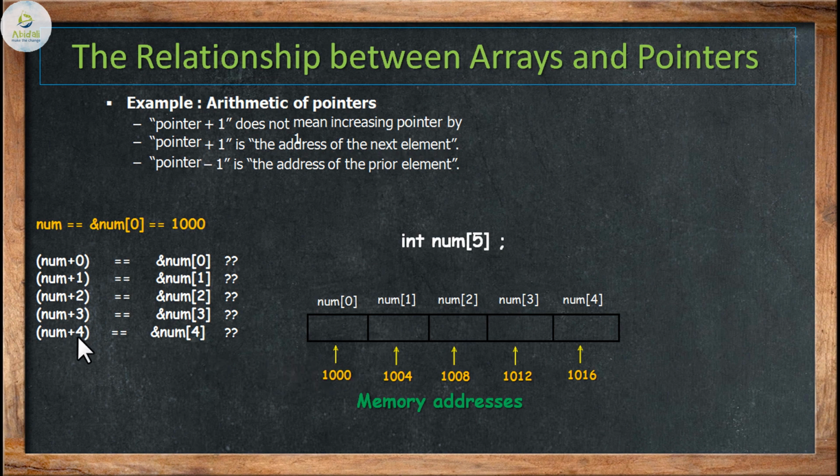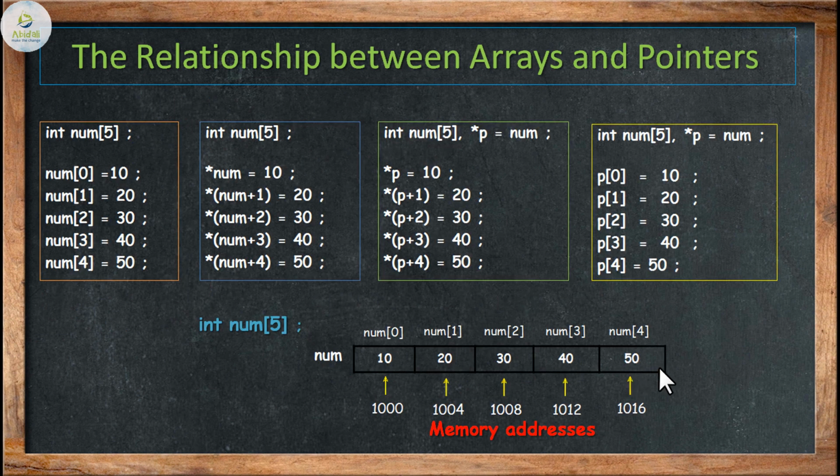Similarly, when I say num plus 4, that will be referring to 1006, and similarly the address of num of 4 will be referring to the address 1016. Okay, so that is how pointers and arrays are related. So when I perform some operation, I say num of 0 is equal to 10, that is assigning the value. Num of 1 is equal to 20, num of 2 is equal to 30, num of 3 is equal to 40, and so on.